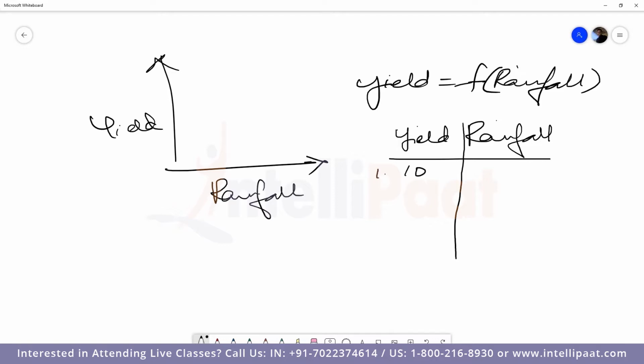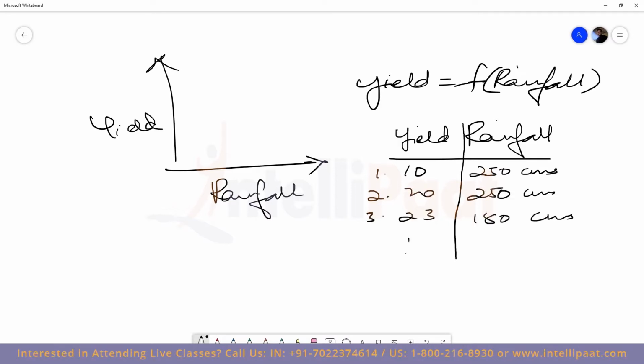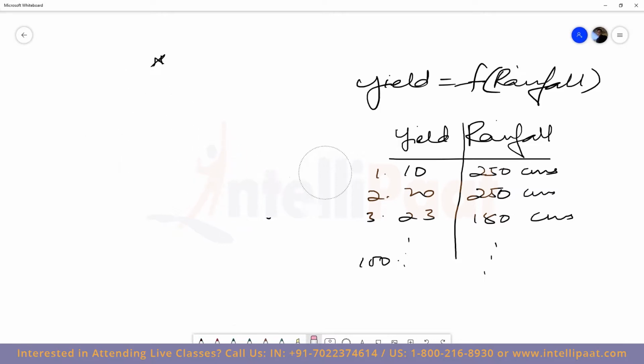Let's say I have 10 tons and the rainfall is, let's say, 250 centimeters in the complete year. Second is, let's say, 20 tons, 250 centimeters. Third is, let's say, 23 tons, 180 centimeters, and so on and so forth. Let's say I collect all of this data historically, maybe 100 observations from different parts of the country. Now that I've collected all of this data, the next step is, of course, to try and find if there is a way to extract a relationship between my yield and rainfall, right?